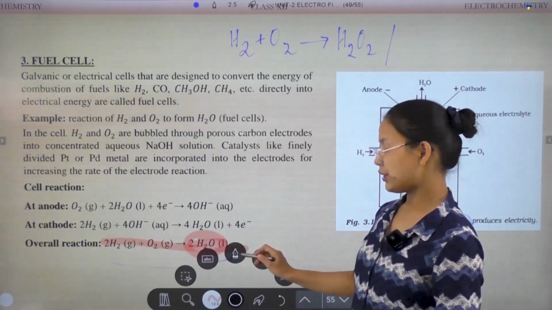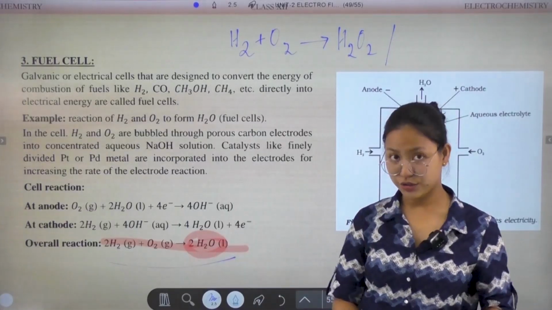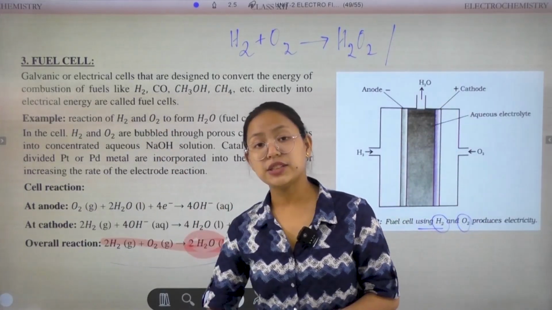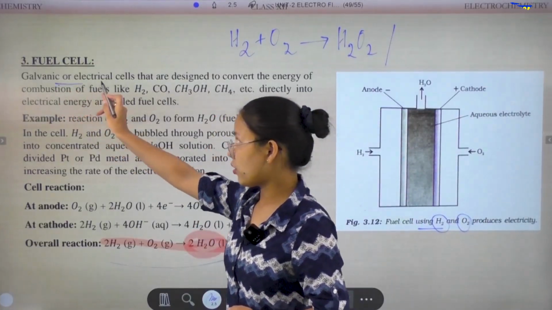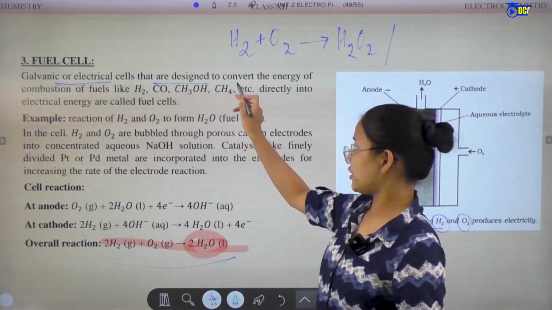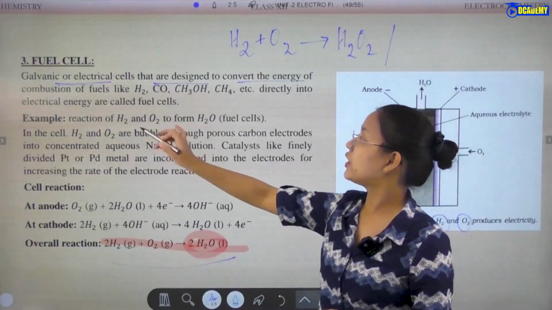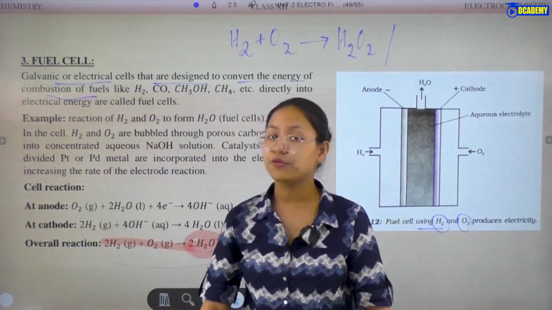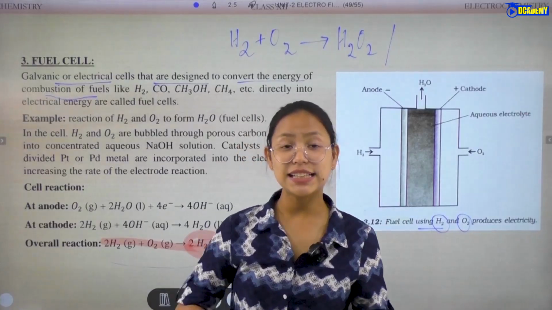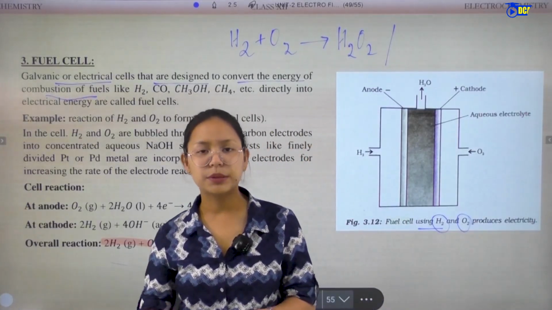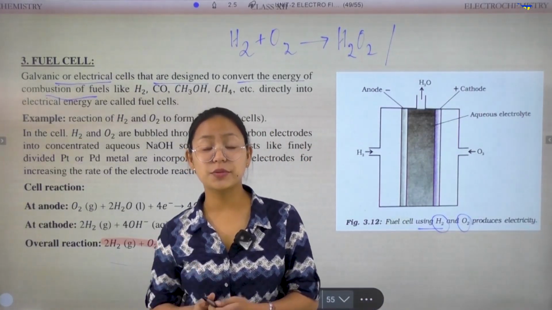So let's continue in our slide. A fuel cell is a galvanic cell or electrical cell that is designed to convert the energy of combustion of fuels. What do you mean by combustion then? Combustion is burning with high temperature. What is this type of reaction?